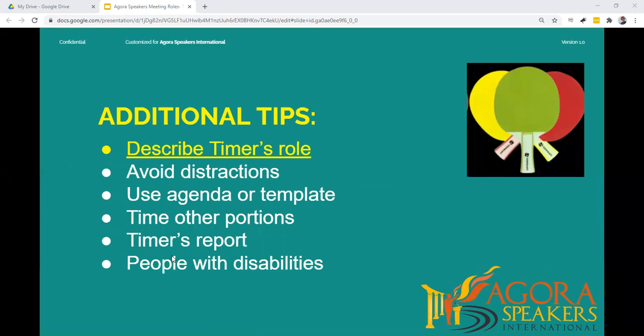Usually at the beginning of the meeting, you will be asked by the meeting leader to explain your role. It is important to explain not only how you will be timing by using the signals, but also why timing is important.